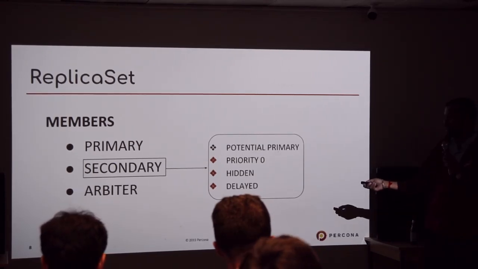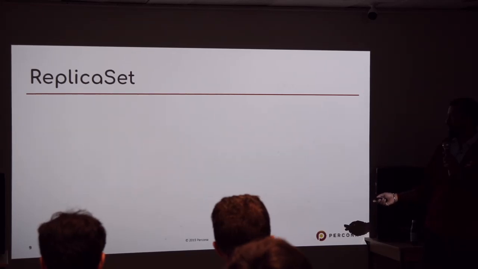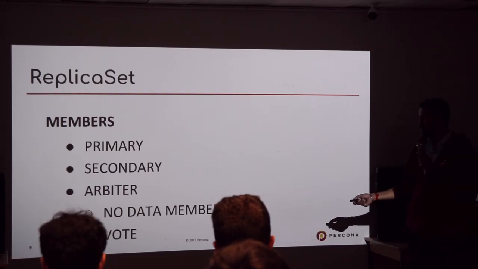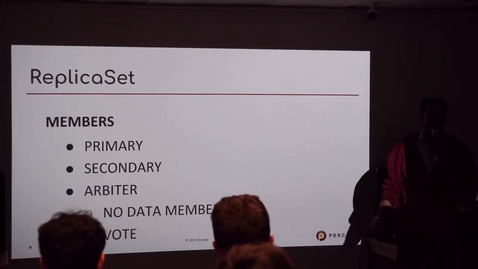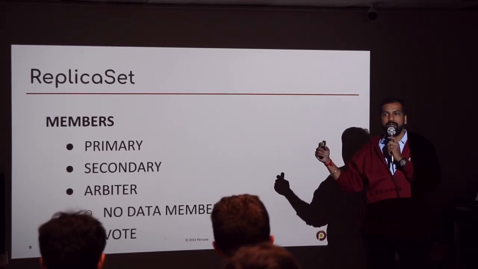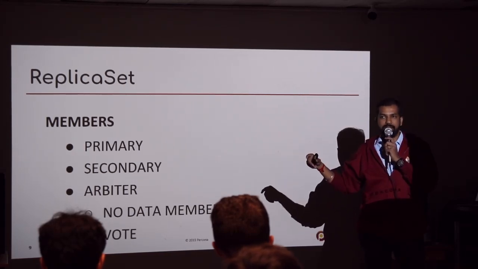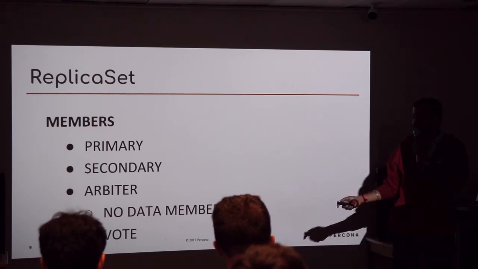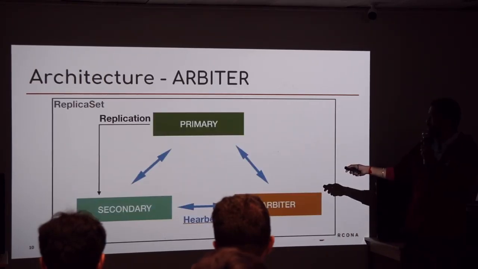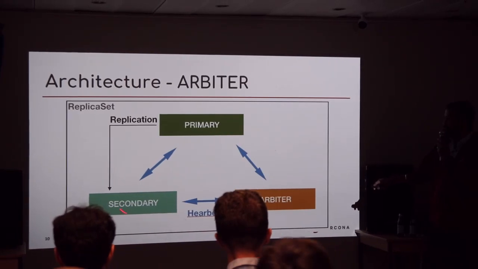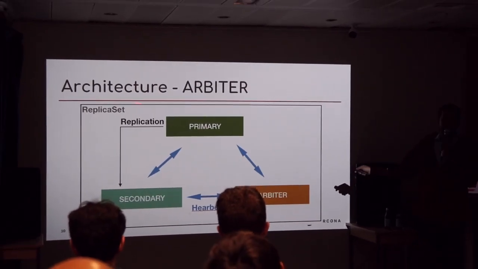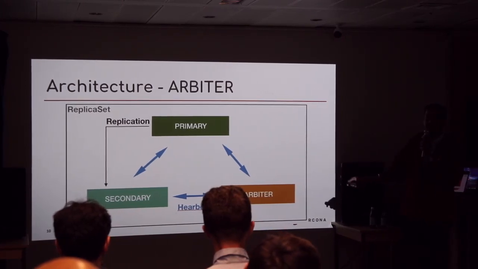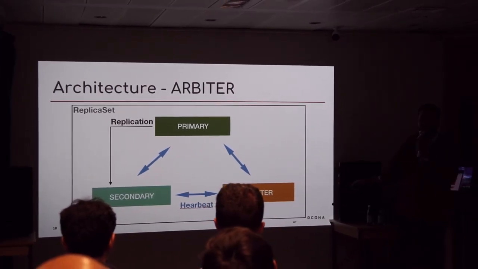So what about the arbiter? The arbiter is a no-data member and it's for voting. That means the arbiter is used only to participate in the election. It doesn't actually contain any data. That means in this replica set architecture, you have only one secondary and one primary, okay? You don't have the budget to implement another secondary, and you don't want to spend more cost on that.